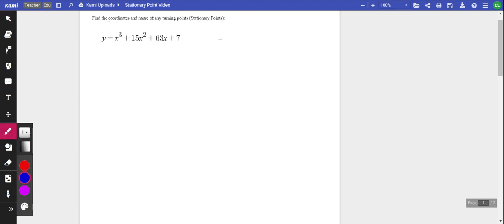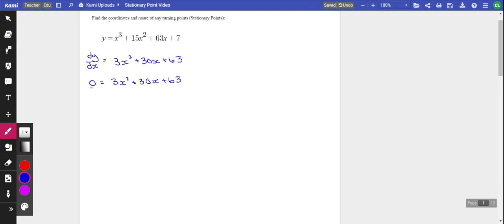Now, turning points happen when our graph has a slope of 0. So in order to find when our graph has a slope of 0, we need to find our derivative. So we're going to use our power and sum rule. So dy dx equals 3x squared plus 30x plus 63. Now, because we want our slope to be 0, it means we want to solve for when this equals 0. So we're going to go 0 equals 3x squared plus 30x plus 63.